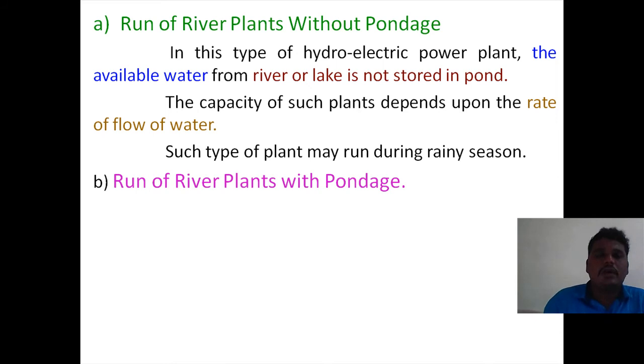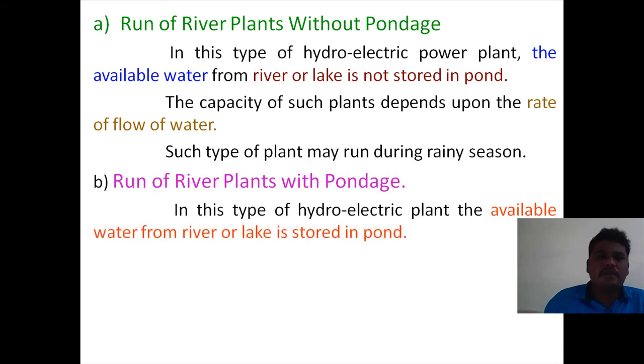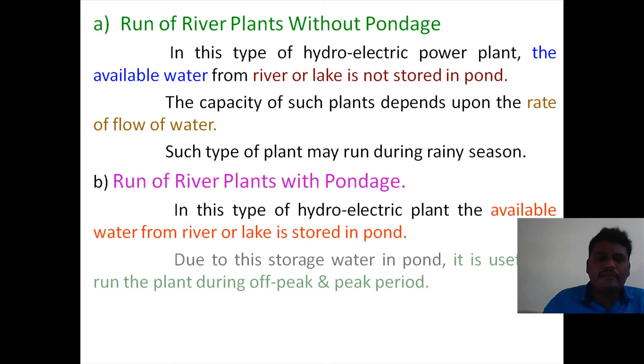Next, runoff river plants with pondage. With pondage is the opposite of without pondage. In this type of hydroelectric power plant, the available water from a river or lake is stored in a pond. Whenever there is storage, that stored water can be used even when there is no rainfall, during the entire year.